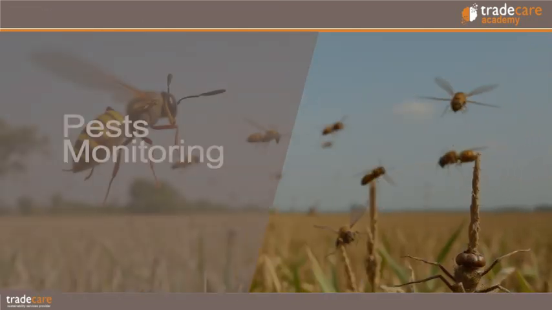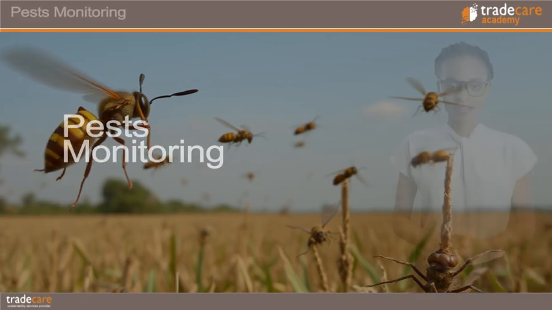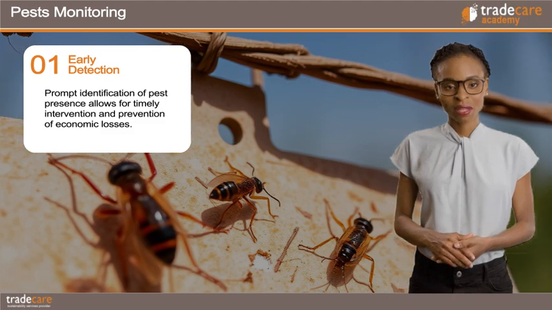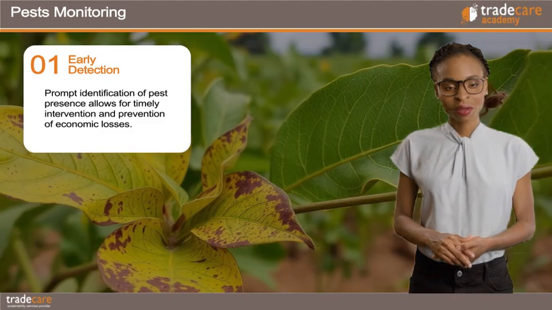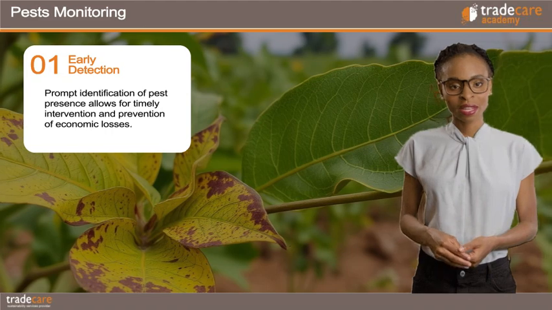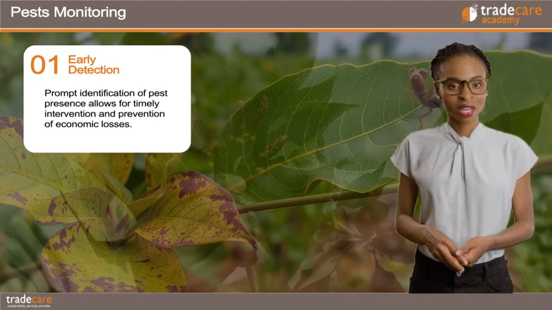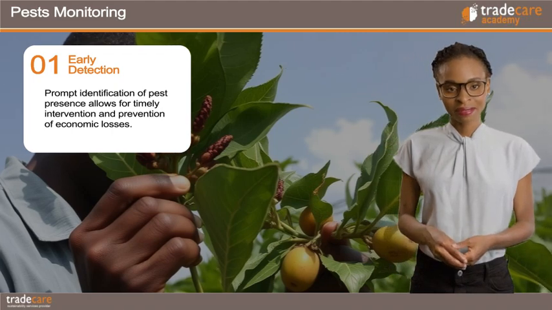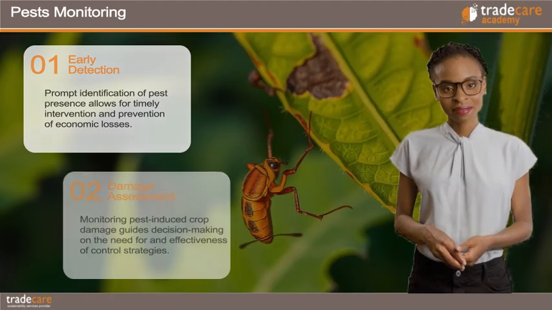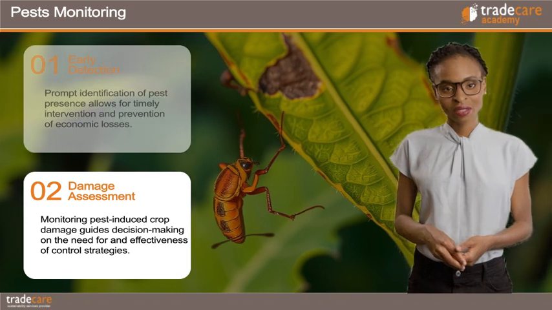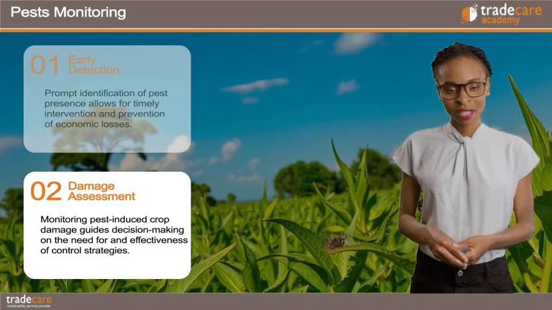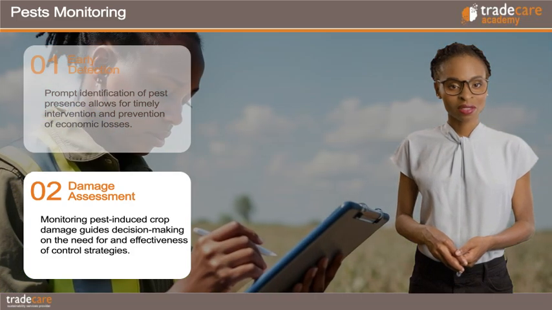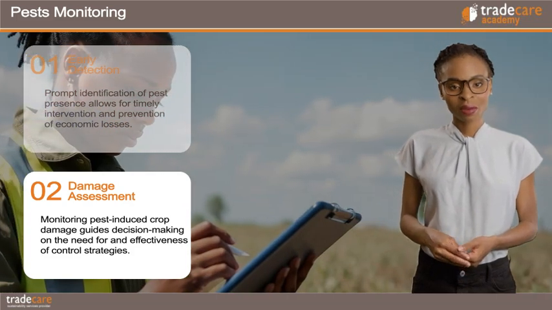When dealing with pest monitoring, it is important to consider early detection. Prompt identification of pest presence is essential, as it allows for timely intervention and can prevent significant economic losses. Early action can make a significant difference in pest management outcomes. Population monitoring. Tracking pest population dynamics helps determine the appropriate timing and intensity of control measures. Understanding pest populations allows for more informed decisions on when to act.